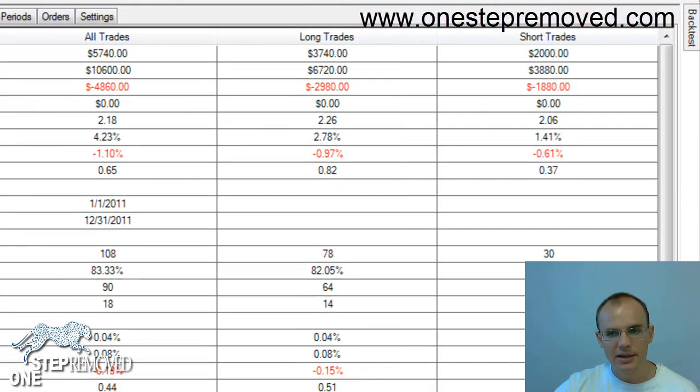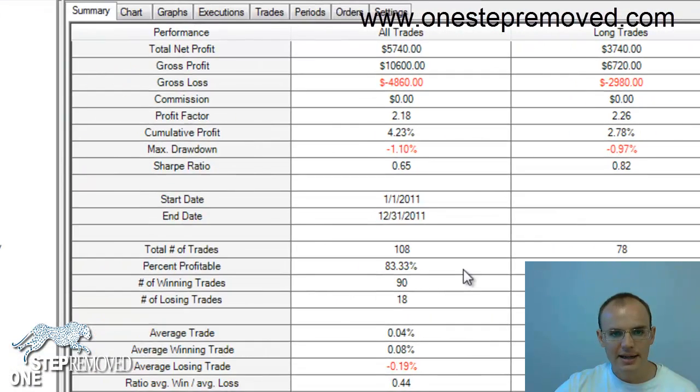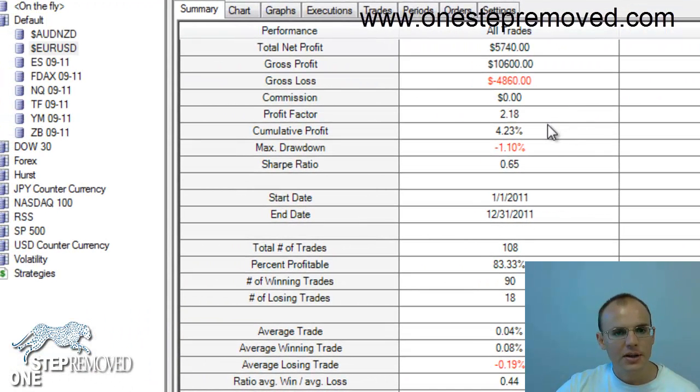So to show you the back test in progress, this is for 2011 5-minute data on the euro against the US dollar. I push the back test and it's going to spit out the same results. So this is before trading costs. It makes $5,740 trading standard lots, and it has a profit factor of 2.18 with an 83% win rate on 108 trades. 108 trades, I think that's important because it's enough for you to feel confident in the conclusion.